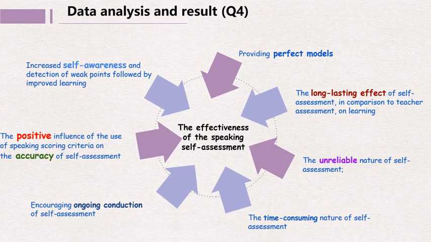For the last question, the researchers adopted the constant comparative method, an inductive and data-driven method used in grounded theory. The major themes stemming from the data include 7 aspects. First, increased self-awareness and detection of weak points, followed by improved learning. Second, the positive influence of the use of speaking scoring criteria on the accuracy of self-assessment. Third, the long-lasting effect of self-assessment, in comparison to teacher assessment, on learning.